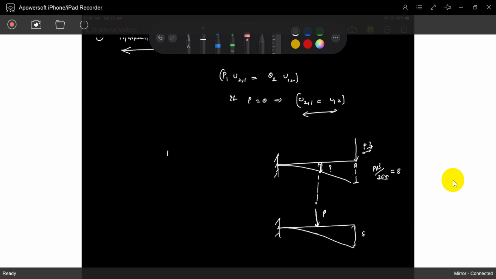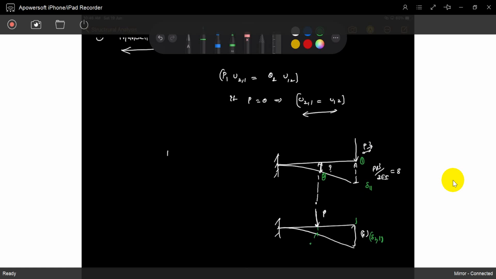See, this deformation is something, you can calculate it. This is a P force. I call this the first direction, and this the second direction. So I will call this delta 21, by the application of the second force in the direction of the first.